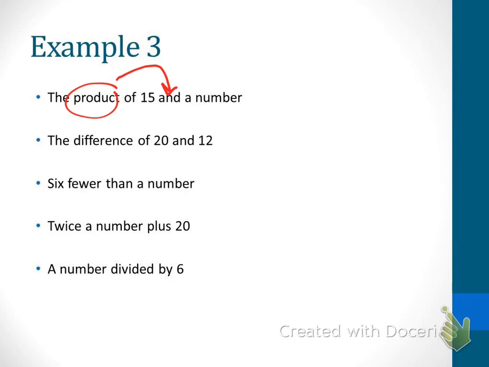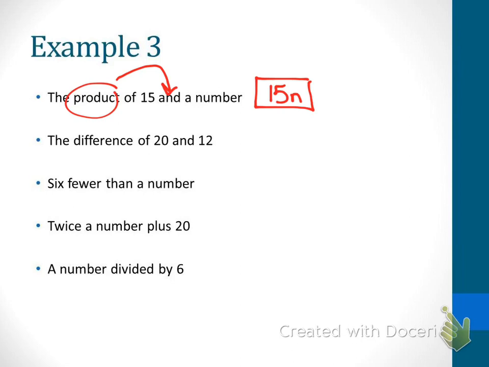Do you see that? Okay, so product right at the beginning tells me what operation. Where I see the word and, that's where I insert it. But 15 and a number, remember, how do we write a number multiplied by a variable? How did I tell you? You just put them together. You don't need the dot in between. You don't need parentheses. You just put them together as 15n. Now in the second one, again, what's my operational key word?